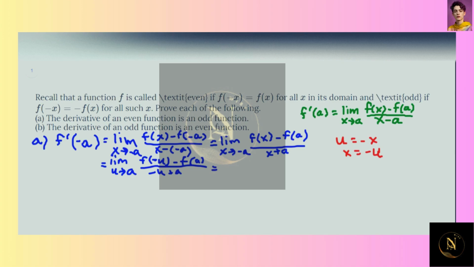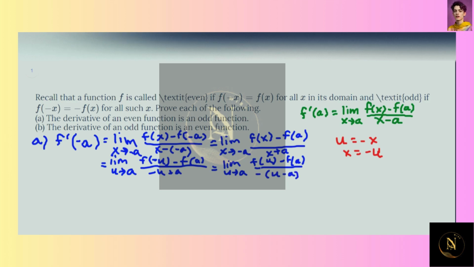Great. Our next step is to again recall that our function is even. If our function is even, when we input a negative number, it's the same as if we had input a positive number. So f of negative u is the same as f of u, minus f of a, divided by, and here we can factor out a negative and call this u minus a in the denominator.